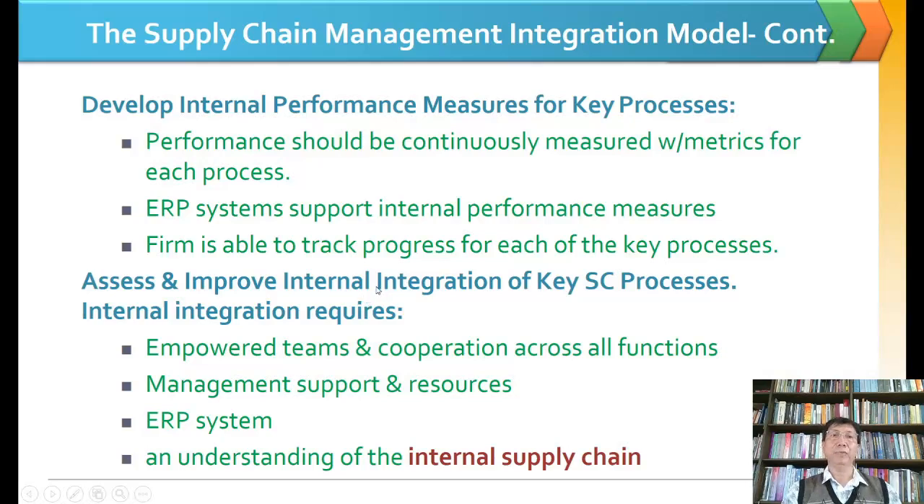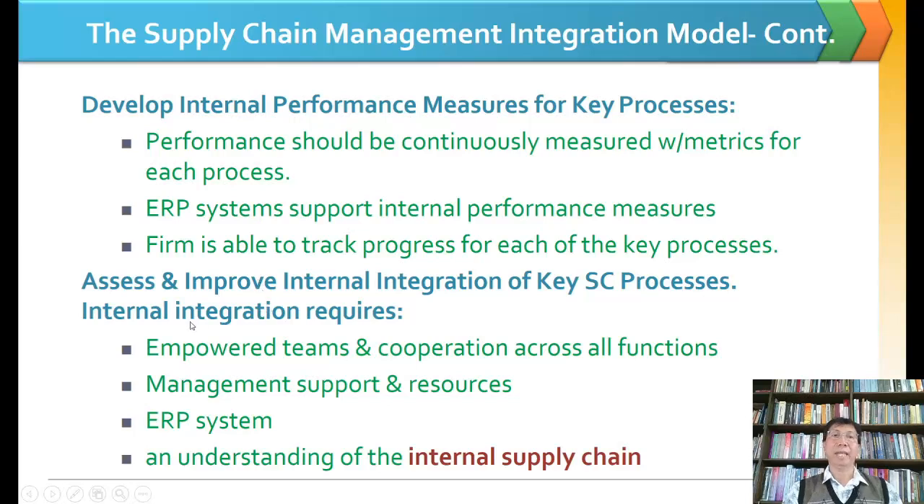Performance should be continuously measured with a metric for each process. This enables metrics to measure our company, such as flexibility, cost, utilization, productivity, and so on. And the company or firm uses an integrated system such as the ERP system. The ERP system will support internal performance measurement.